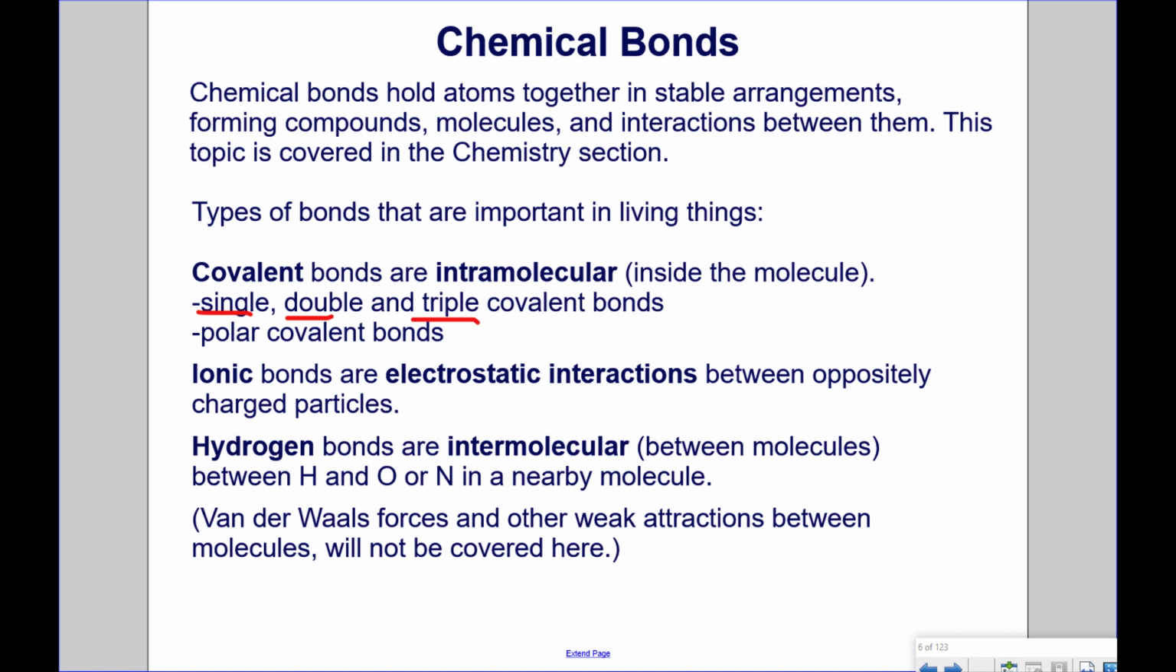Ionic bonds are electrostatic interactions between oppositely charged particles. Hydrogen bonds are intermolecular, which means between molecules, between hydrogen and oxygen or nitrogen in a nearby molecule. Van der Waals forces and other weak attractions between molecules will not be covered here.